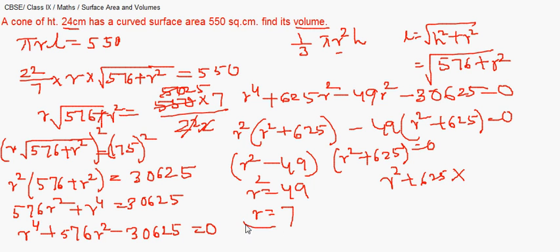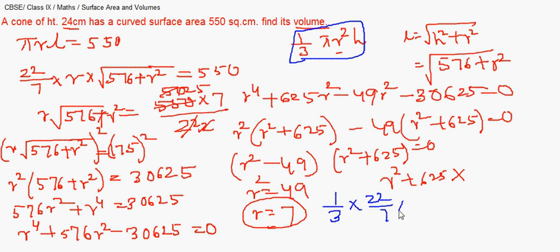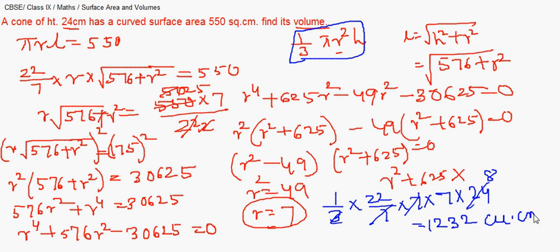So if r is 7, let me now substitute it in the formula for finding out the volume. So it is 1 by 3 pi r square h, and h was 24. So it is 22 into 8 into 7, that's giving us 1232 cubic centimeter. Hope you followed this. Let's move on to another question.